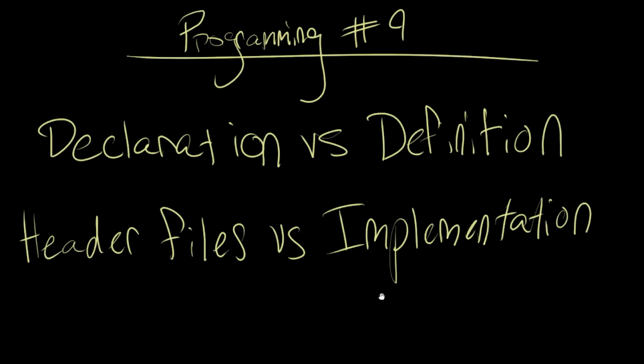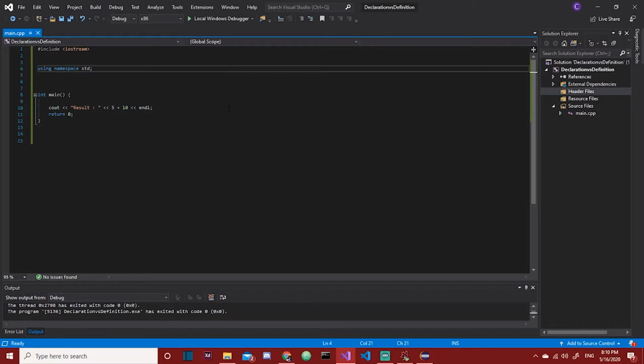We're going to continue our discussion on functions, and we're going to be talking specifically about declarations versus definitions, and then header files versus implementations. Here we are in Visual Studio using C++ because Java does not support header files, and they don't split the definition from the declaration of functions.